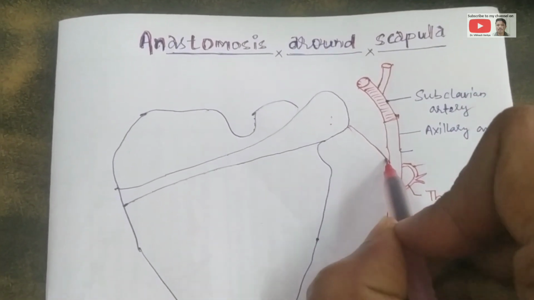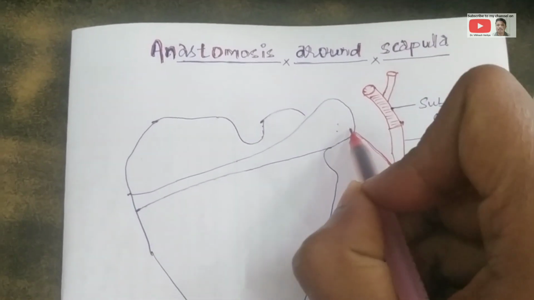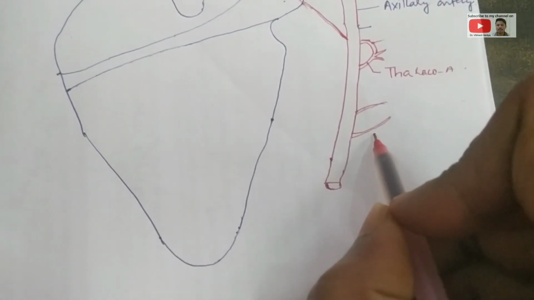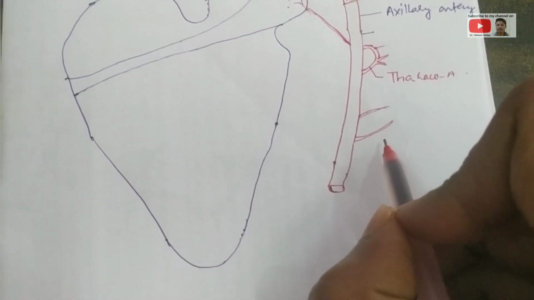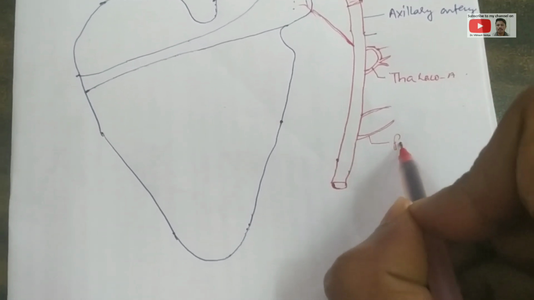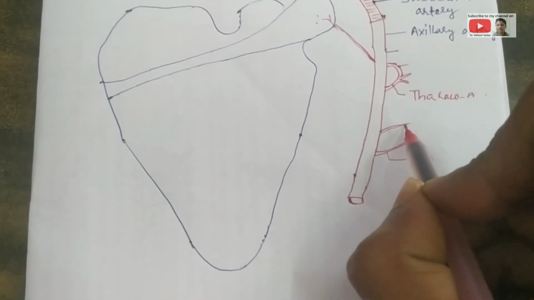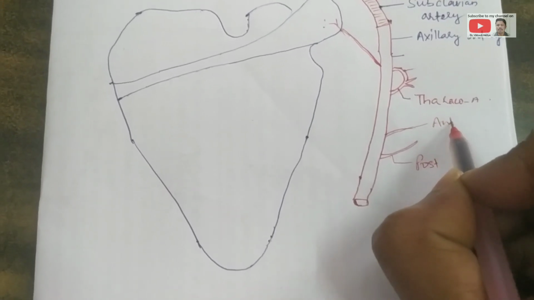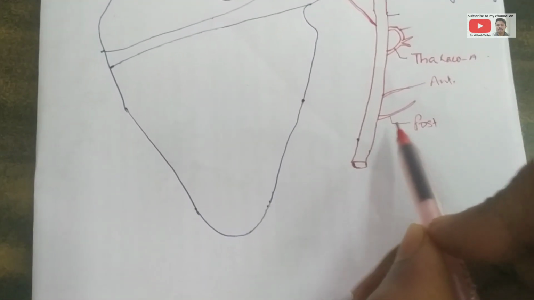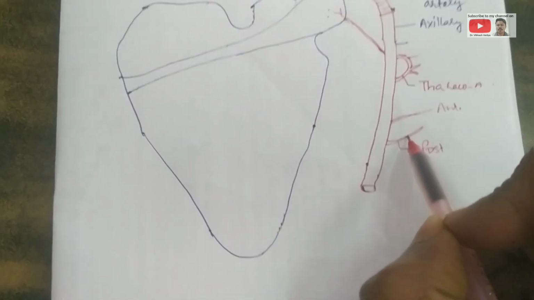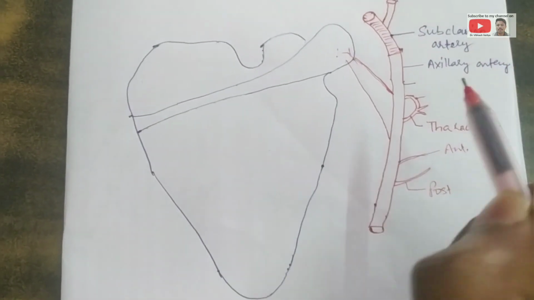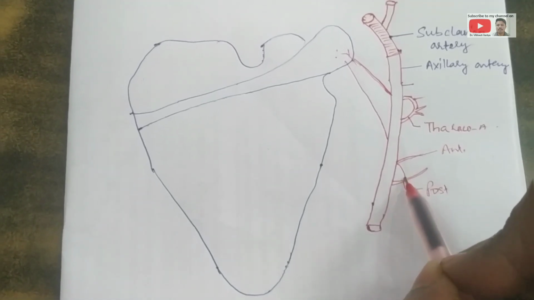So this is the acromion branch of the thoracoacromial artery, and another branch arises from the posterior circumflex humeral artery. This is the posterior circumflex humeral artery, and above it we have the anterior circumflex humeral artery. And from the posterior circumflex humeral artery, another branch arises, and it goes toward the acromion process of the scapula.